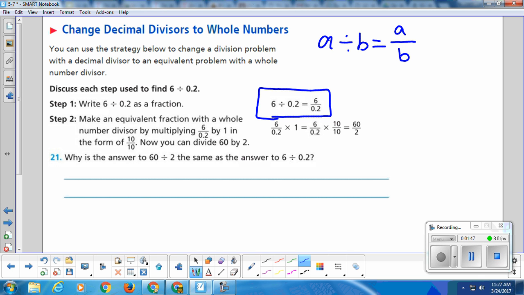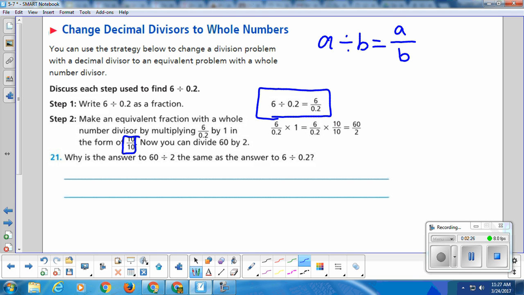Now, with any fraction, we need to make an equivalent fraction with a whole number divisor by multiplying 6 and 2/10 by 1 in the form of 10 over 10. Why? Because any fraction can be changed to an equivalent fraction by multiplying it by 1 in the form of n over n. What does this actually represent? 10 over 10. 1 whole. This is equivalent to multiplying both the numerator and denominator by n. You know how we say whatever you do to the bottom, you do to the top.